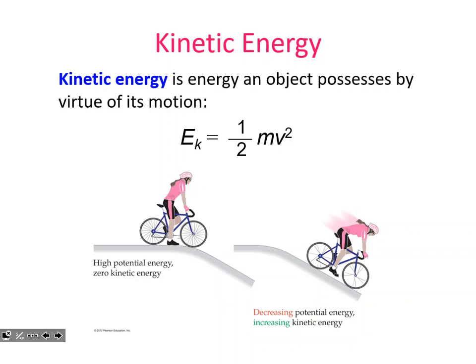And this diagram shows the girl at the top of the hill, giving her high potential energy. She's not moving, so she has 0 kinetic energy. As she's going down the hill, her potential energy is decreasing and the kinetic energy is increasing because she's speeding up. Motion, has more motion.